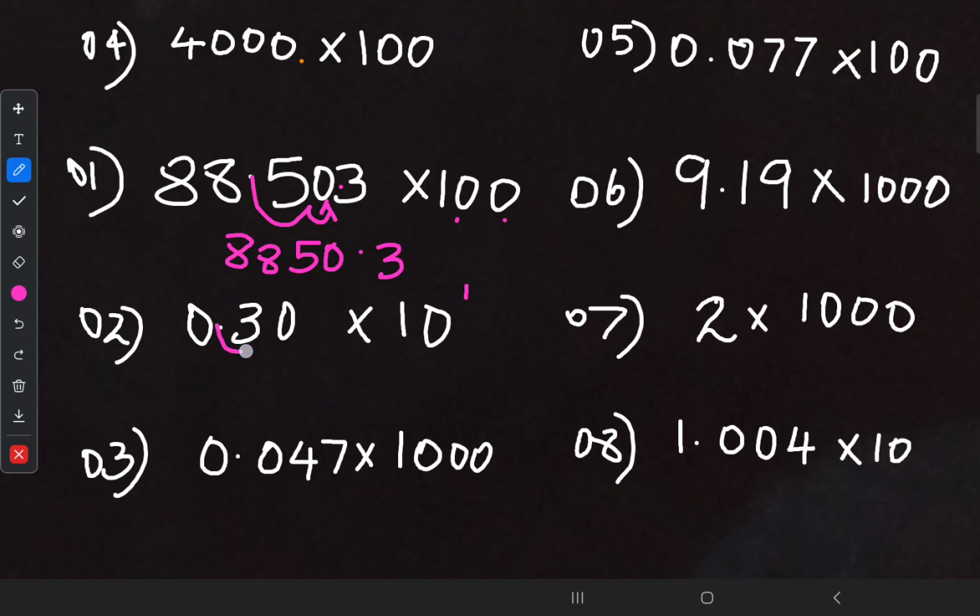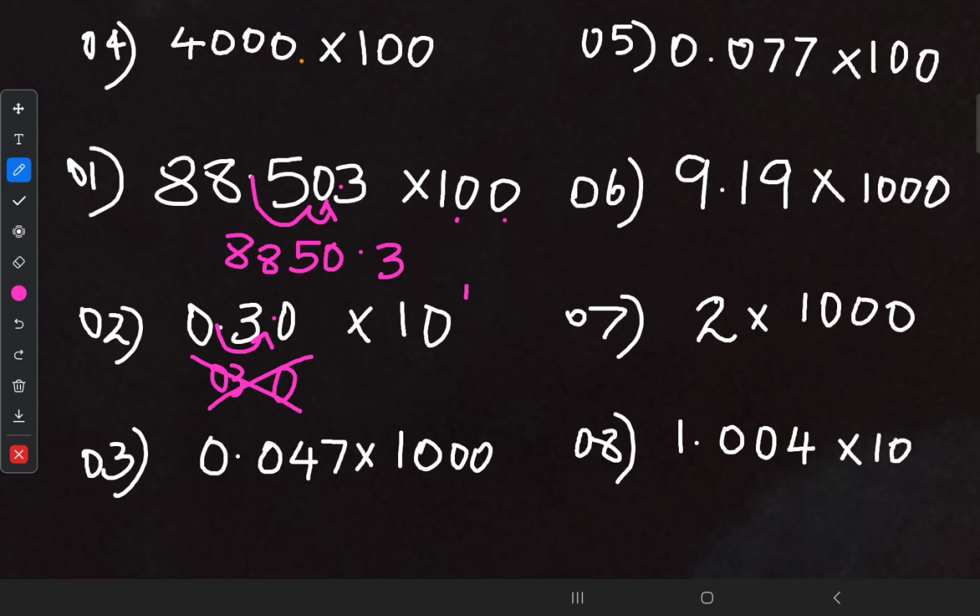For the second question, 0.30 multiplied with 10 to the power of 1. That means the decimal should move 1 digit towards its right. So you can write it as 0.30. But this is not the proper way. Don't represent your answer something like this.